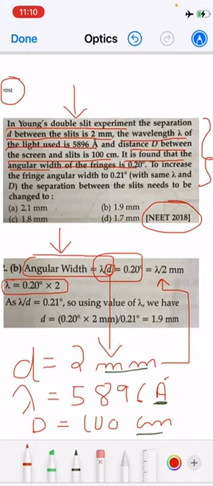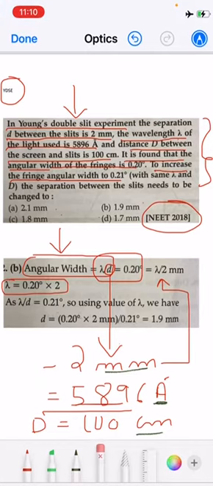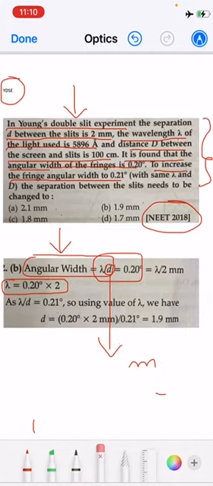Now, this lambda is what you should consider, not the lambda given in the question. Why did we find out lambda? Because we have to find out angular width, for which I will need a separate lambda. Now what they are asking us is to increase the fringe angular width to 0.21. That means now they themselves are telling us that lambda by d is now 0.21.